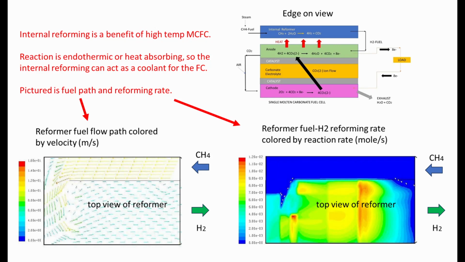Another benefit of high-temperature fuel cells is that they can be built with internal reformers that can reform methane and steam directly into hydrogen. Engineers can take advantage of the endothermic, or heat-absorbing, reaction of reforming methane and steam into hydrogen fuel inside the fuel cell stack. They can use the endothermic reaction to cool the MCFC stack directly rather than having to pump in coolant from an external source.